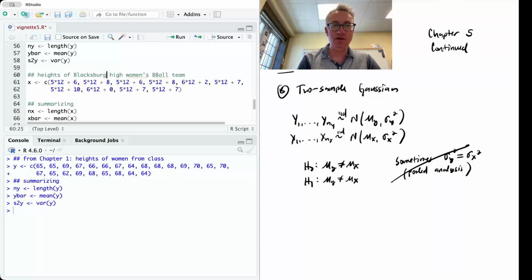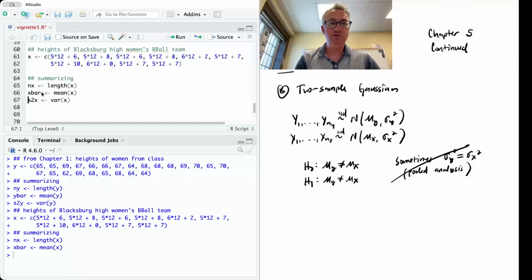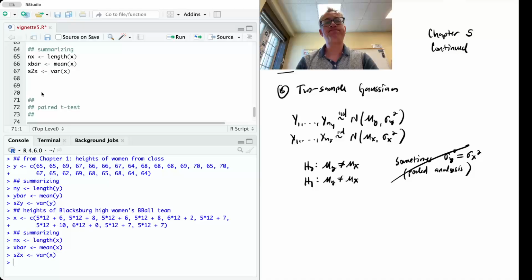Oops, it looks like I mistyped the name of my town. So we're going to compare this to data that's collected from the Blacksburg High School women's basketball team. These are real data. You can find a link to that in the book. We'll call that X, and we'll summarize the X's in exactly the same way. Ignore this paired t-test thing. We're going to come back to that a little bit later. I just wanted to have that there for later.